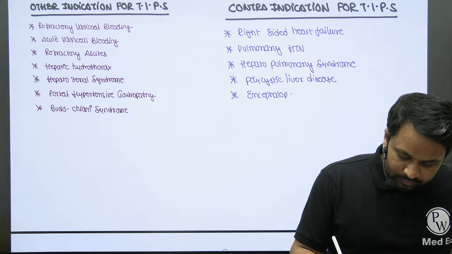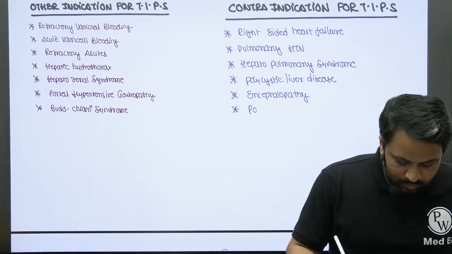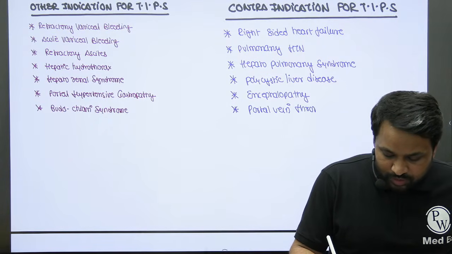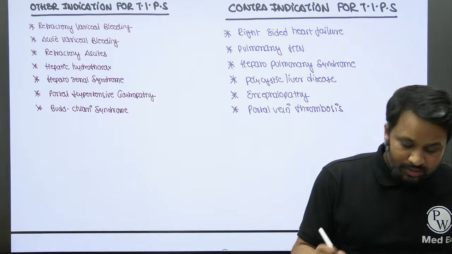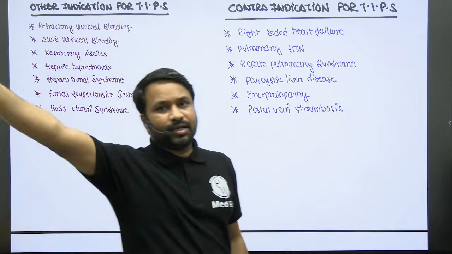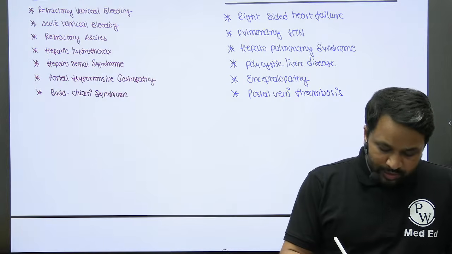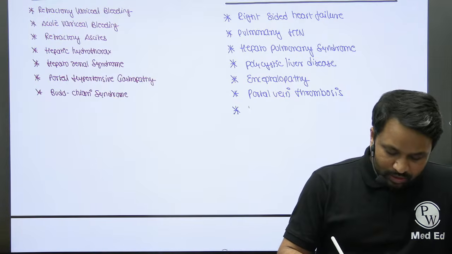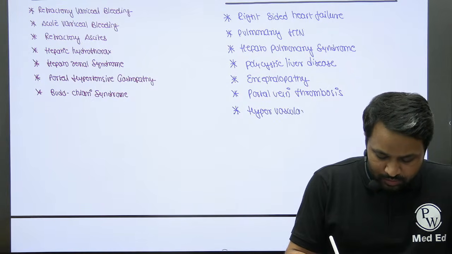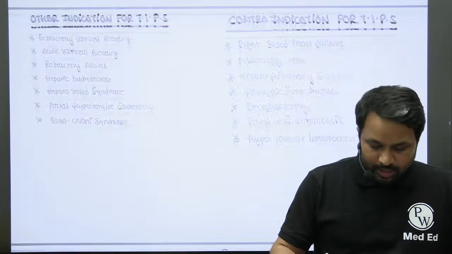Encephalopathy, portal vein thrombosis. Now if there is already a portal vein thrombosis and you put a shunt, what is going to happen? That thrombus is going to migrate and result in embolism. It will result in pulmonary embolism. You don't want that to happen. So portal vein thrombosis or any hypervascular liver tumor. If any one of them is present, it is a contraindication for TIPS.